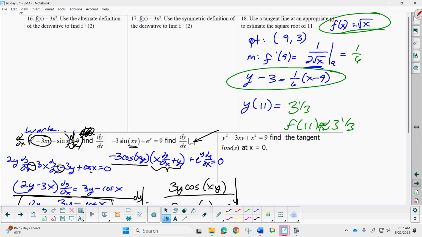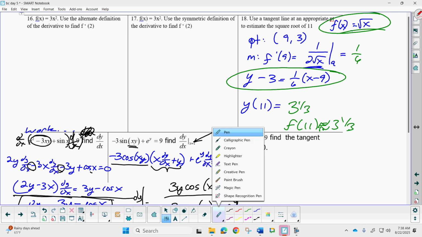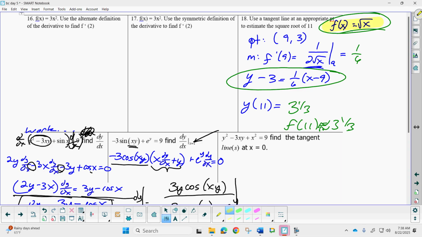Your work should look good. A tangent line to approximate. So first of all, establish what is the function. It's the square root function. Then establish a good point as close as you can to that question. 11, the closest square root perfect square is 9, 3. Find the derivative to find the slope of the tangent line.